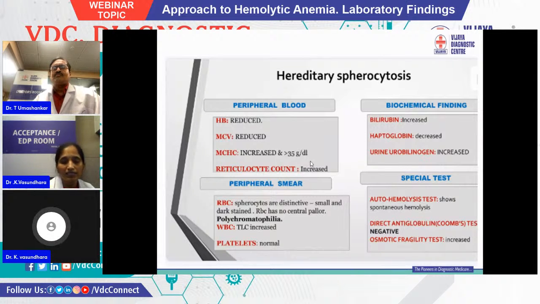The special test for hereditary spherocytosis is the osmotic fragility test, but it is less sensitive. Now we are using a flow cytometry test for the eosin-5-maleimide protein. We tag this eosin-5-maleimide with a fluorescent stain and look for the intensity of this protein. And this fluorescent-labeled eosin-5-maleimide intensity is decreased in case of hereditary spherocytosis, which is not so in case of other hemolytic anemias.